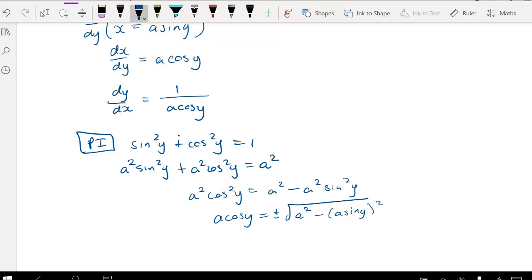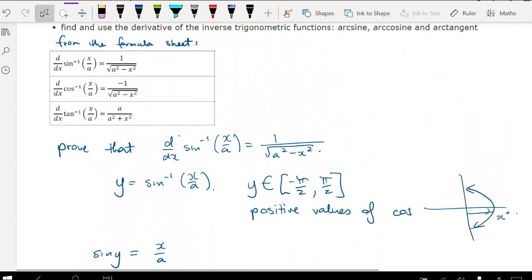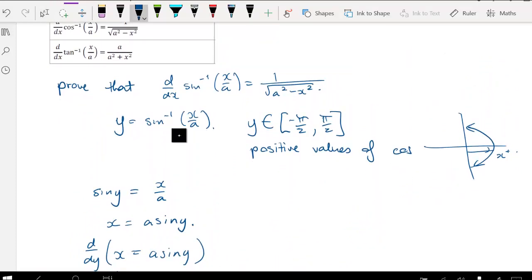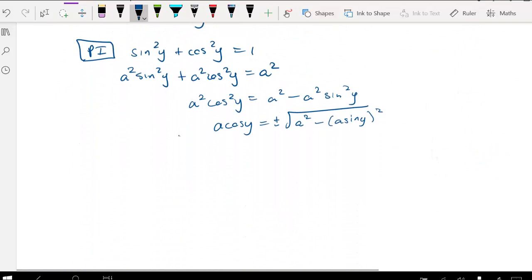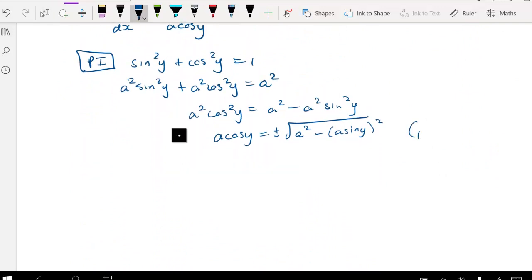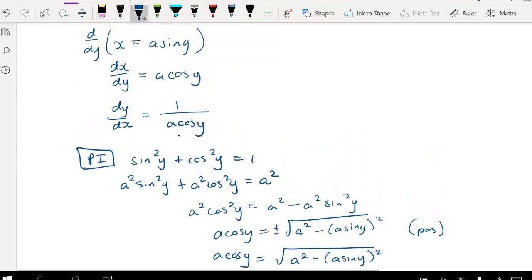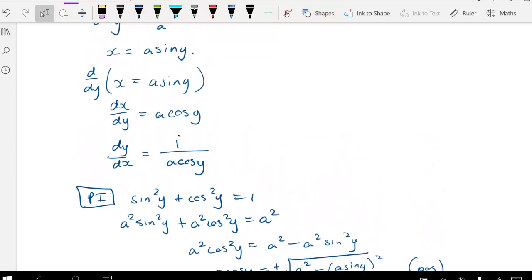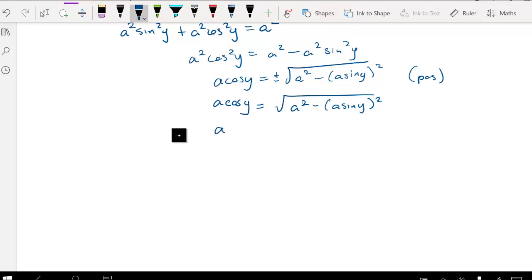Now, remember before we said that it's only going to be positive values of cos. So that means that a cos y must be positive. So therefore, a cos y is the positive version of this, a squared take a sine y squared. Final little jump here is that we've already said that a sine y is equivalent to x. So let's replace that, and now we've got a cos y is equal to the square root of a squared take x squared.